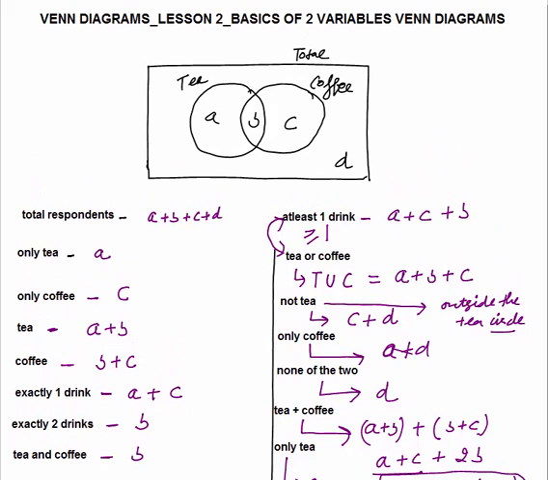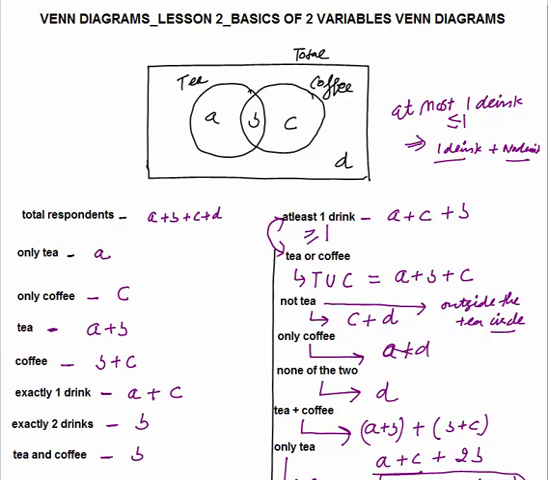Now if I explain a few more, at most one drink. If I want to calculate the number of respondents who like at most one drink, it would be how much? At most one drink, maximum 1 and minimum could be 0. At most means the value should be less than or equal to one drink. So we will count one drink as well as no drink. That is the meaning of at most.